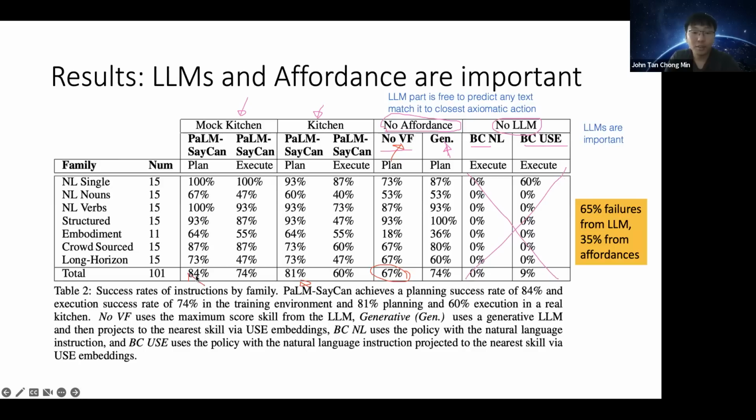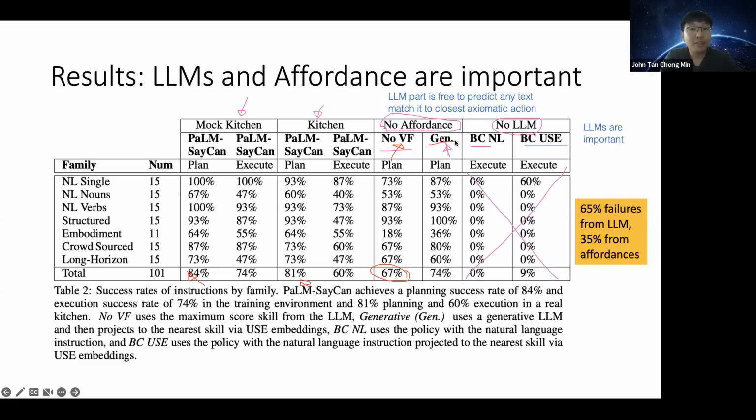You can see that without the value function, without the grounding by the reinforcement learning value function, it doesn't give the right sequence of actions at the planning stage. Okay, and this is not the best. All right, so we can see that we kind of need a form of value function.